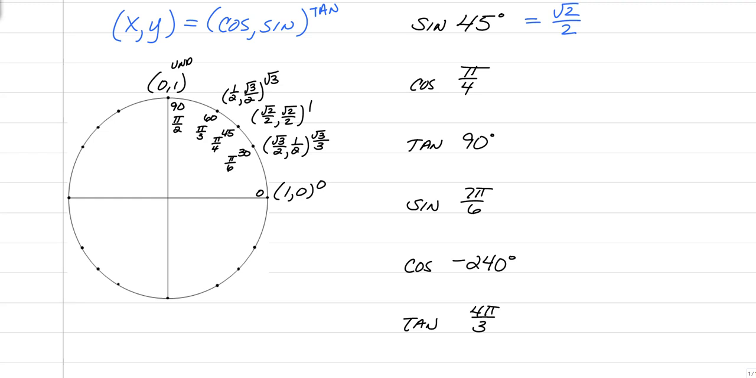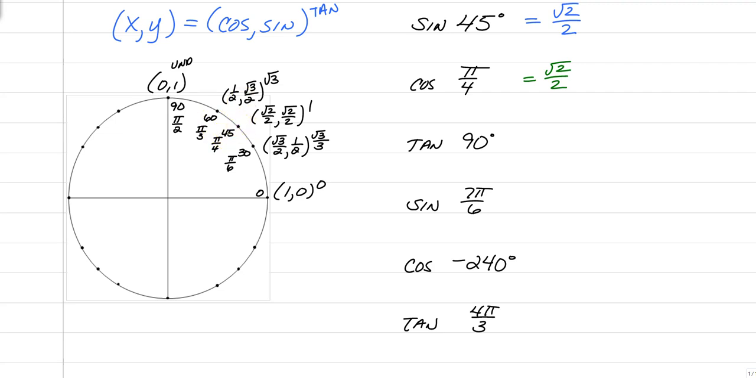Let's do another one. We got the cosine of pi over 4. So if we're going to do the cosine of pi over 4, which is also 45 degrees, we are over here. And cosine is the x value. So the cosine of pi over 4 is the square root of 2 over 2. And you are done. Game over. It's just that simple.